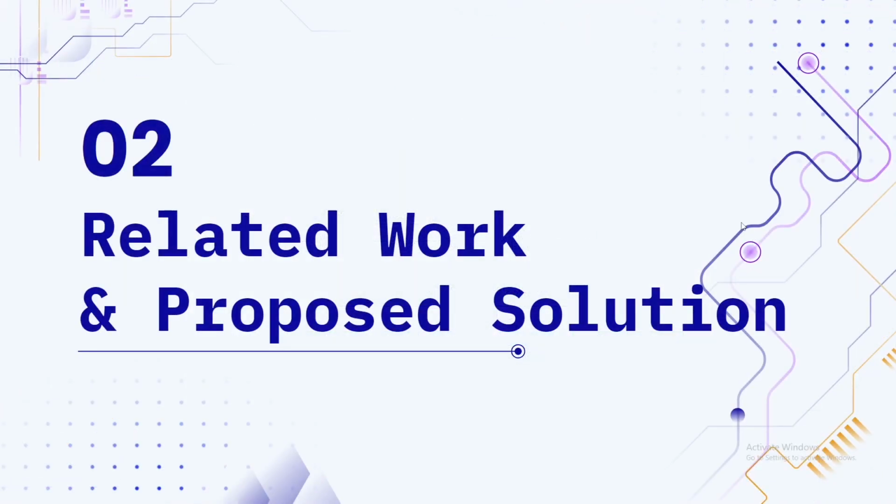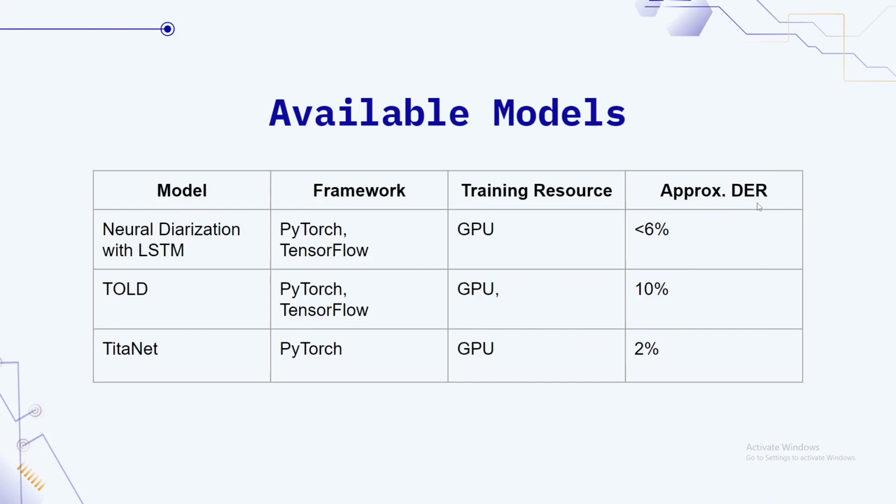So for the related work and proposed solutions, we have surveyed recurrent networks like LSTMs, and different architectures like TOLD and TitanNet, which is our base model. We have seen the accuracy metrics on each of these models, and TitanNet performed the best, that's why we chose it. But after inspecting the architecture of TitanNet and TOLD more, we found out that TOLD deals with overlapping speech, which could be why its metric is higher than the one of TitanNet, but TitanNet still gives very good results.